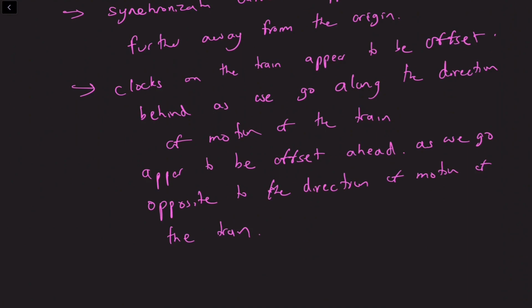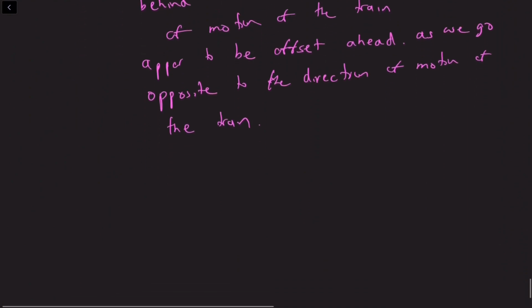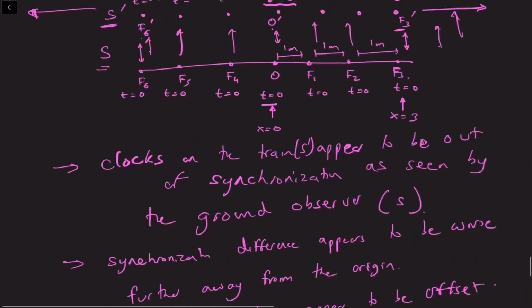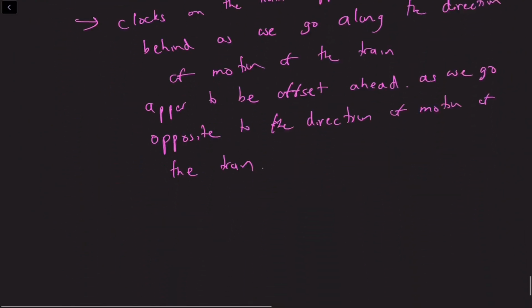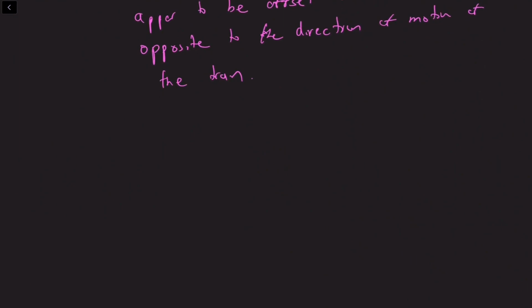Now, what about the rate at which these clocks tick? This only tells us at an instant of time, t equals 0, as seen by the ground observers, that the clocks on the train appear to be out of sync. But what is the rate at which the clocks on the train appear to tick? Well, that is a different question. So the first thing that we saw is moving clocks appear to be out of sync.